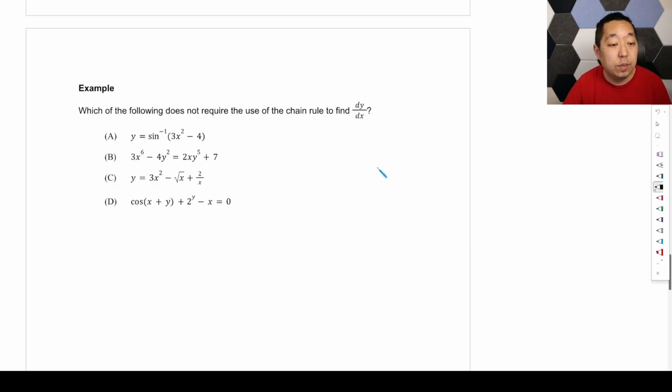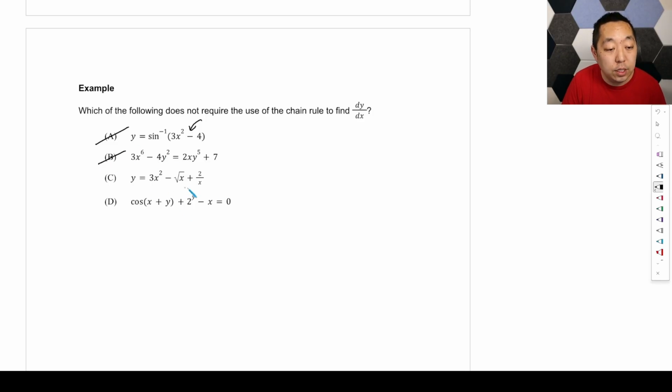Okay, let's say this is more conceptual, right? Which one does not require the use of the chain rule to find dy/dx? And this is where it's tricky because with implicit differentiation, if you don't understand it's chain rule, it might be a little tricky. So this one has an inner function inside of an outer function. So this is chain rule. This one is implicit differentiation. Implicit is technically chain rule, so not this one.